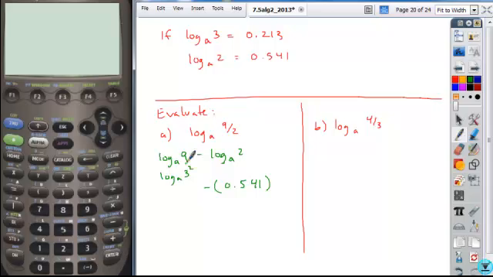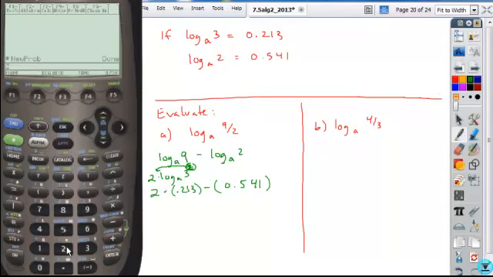And so by changing this 9 to a 3 squared, and then applying the properties of logs, we can remove a power from inside a log and write it as the coefficient in front. I now get 2 times my log base a of 3, which has a value I can substitute, 0.213.